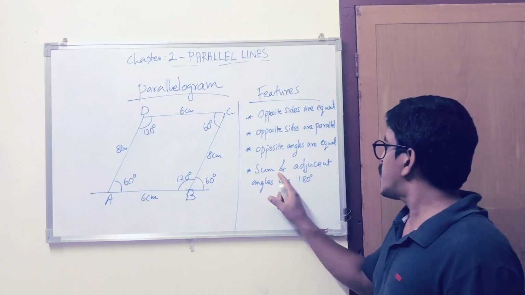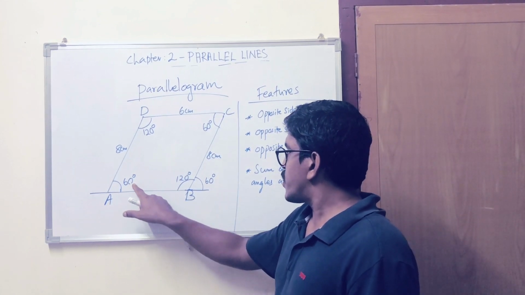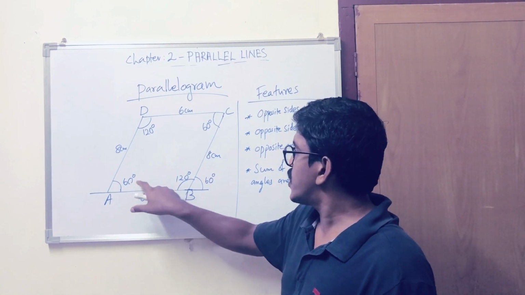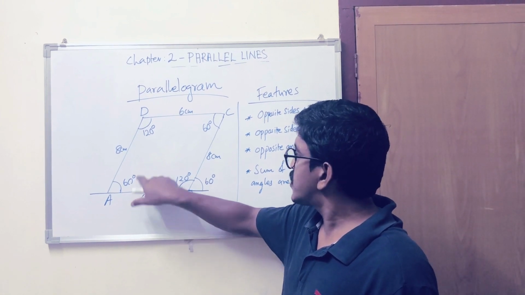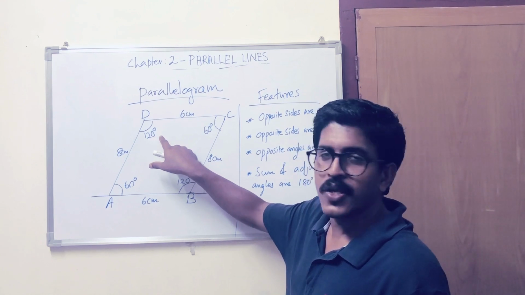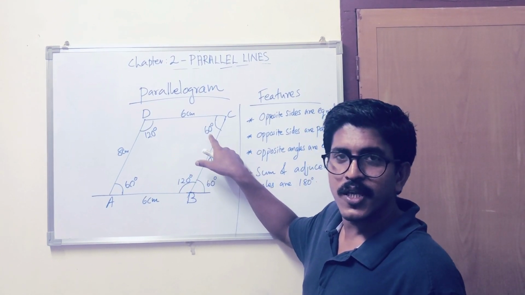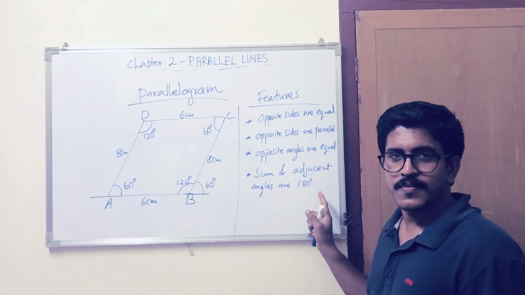Now the last one: the sum of adjacent angles is 180 degrees. Adjacent or nearby angles, you can see 60 plus 120, that is 180 degrees. Here also this and this angle are adjacent. Now we can add 60 plus 120, that is 180 degrees. Here also you can add, you will get 180 degrees. Here also if you add, you will get 180 degrees. That means the sum of adjacent angles is 180 degrees.